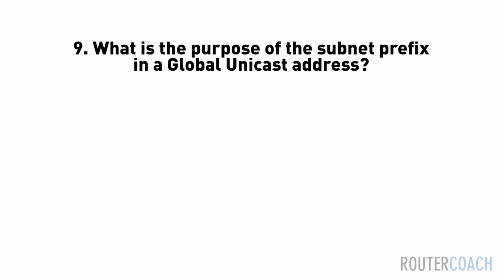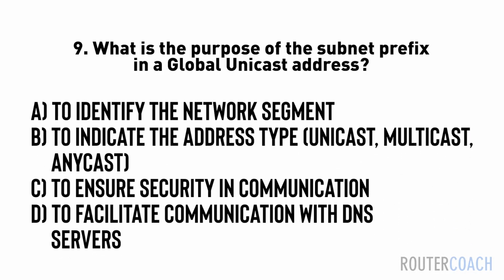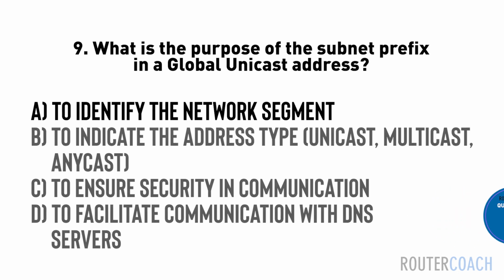9. What is the purpose of the subnet prefix in a global unicast address? A. To identify the network segment. B. To indicate the address type, unicast, multicast, anycast. C. To ensure security in communication. D. To facilitate communication with DNS servers. The answer is A.